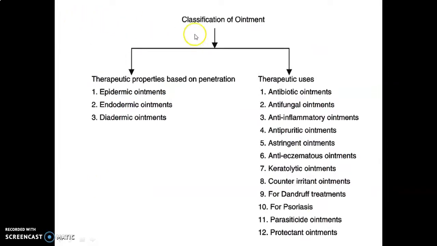We will discuss the classification of ointments in detail. There are two classes: the first is therapeutic properties based on penetration, and the second is based on therapeutic uses. Based on penetration, ointments are classified into three types: epidermic ointments, endodermic ointments, and diadermic ointments. According to the layer of skin, all these three types of ointments are classified.